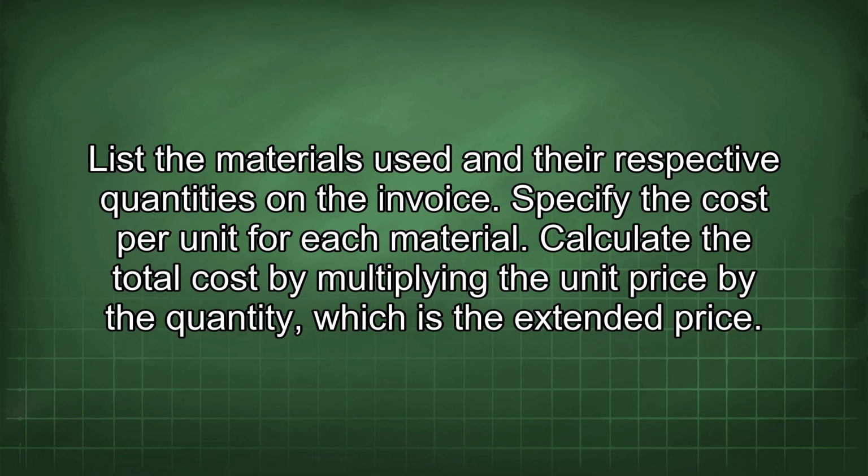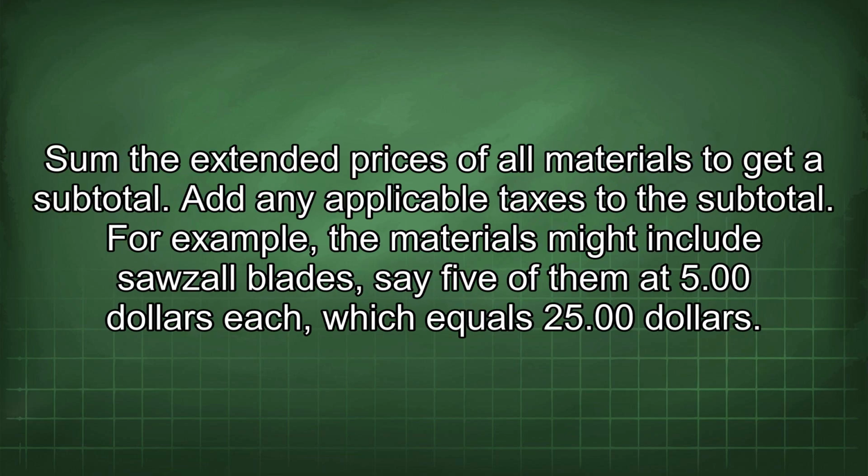Specify the cost per unit for each material. Calculate the total cost by multiplying the unit price by the quantity, which is the extended price. Sum the extended prices of all materials to get a subtotal. Add any applicable taxes to the subtotal.